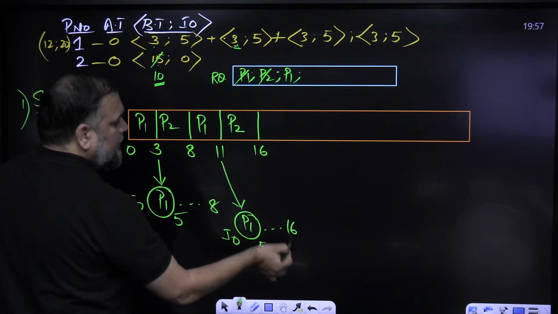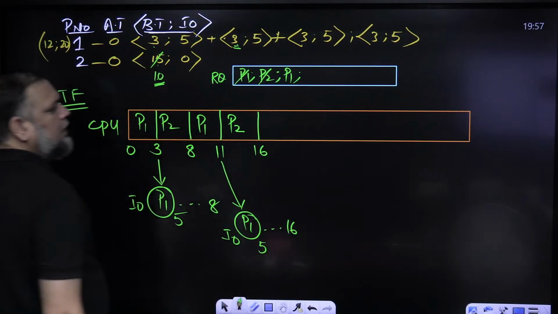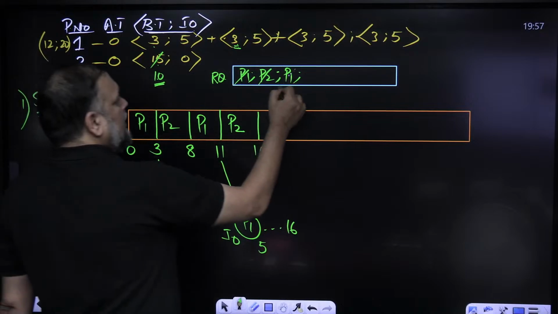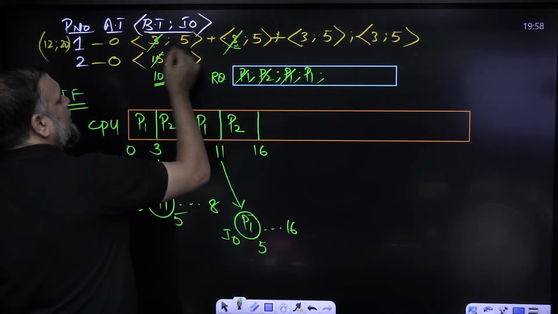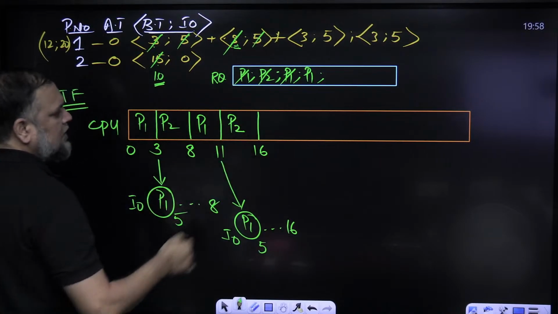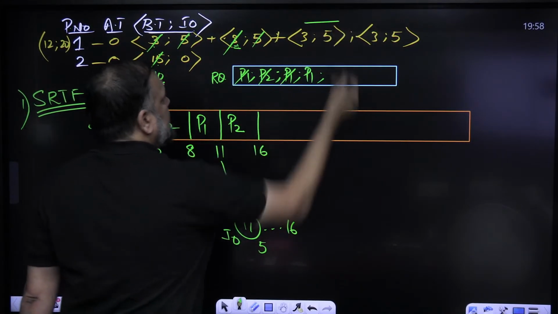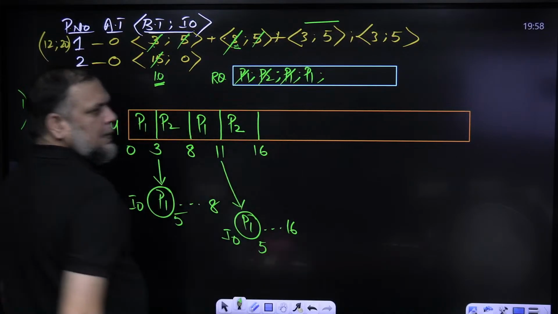Then at time 16 what is going to happen? P1 again comes into the ready queue. Note, P1 has come for its third instance. So P1 has completed this, this, this, and this. Now it has entered the ready queue with this data. Not this, only this data.